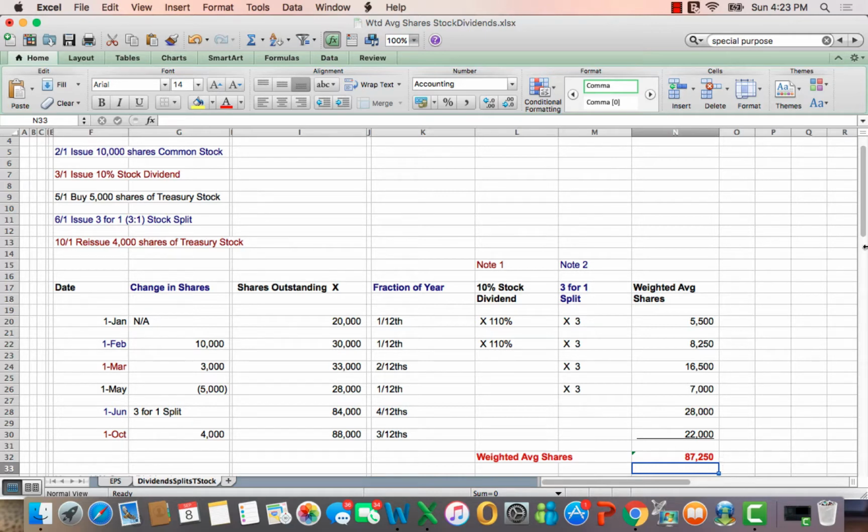And the whole reason that we do this is to have weighted average shares to use for the earnings per share calculation. So that's part 2 of that video.